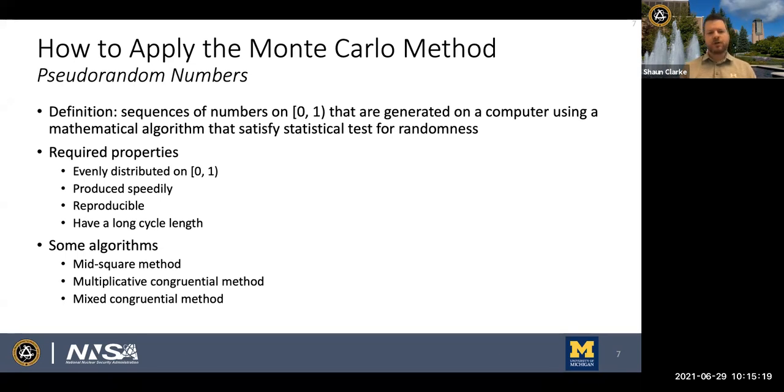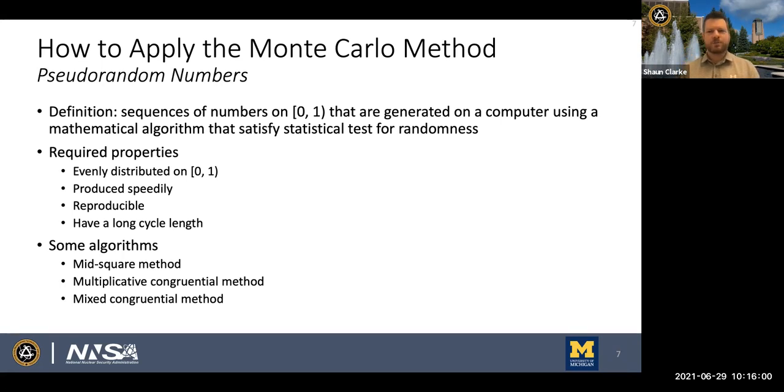The final bullet there, have a long cycle length. What does this mean? So these generators, because they're recursive relationships, every number depends on the previous number. Eventually, they actually start over. So if you make enough random numbers using this relationship, eventually you're going to get back the random number that you start with. And that number, how many random numbers you can sample before the cycle resets, is called the cycle length. So the cycle length of random number generators that are used in commercial Monte Carlo codes is typically on the order of 10 to the 18. Some can be longer, some can be shorter, but 10 to the 18 is kind of a typical cycle length.